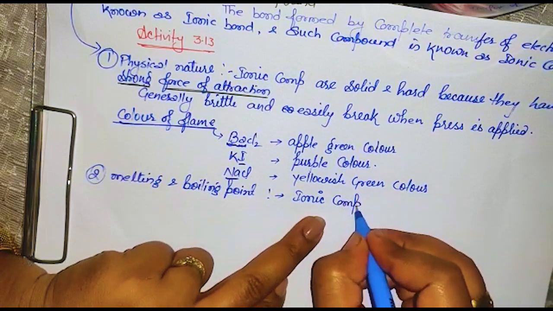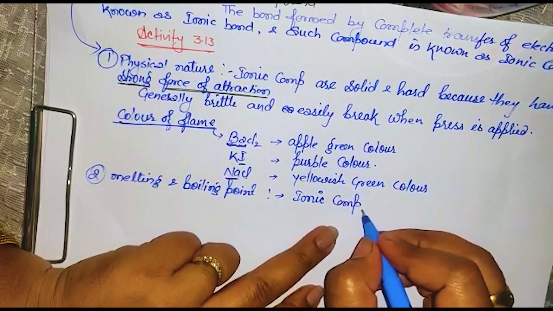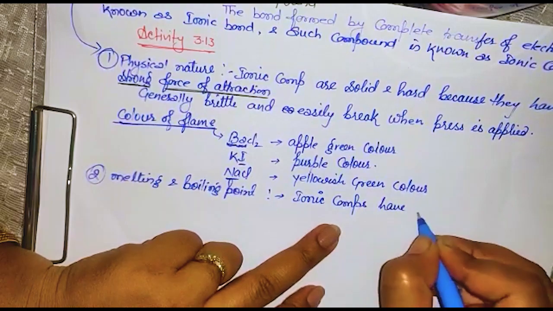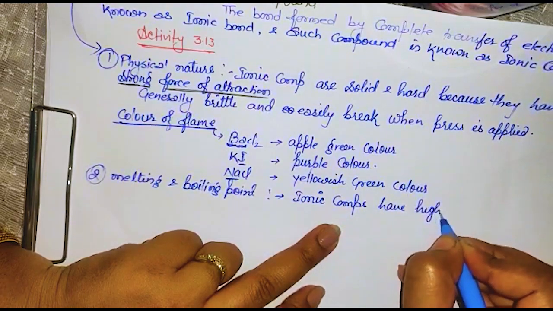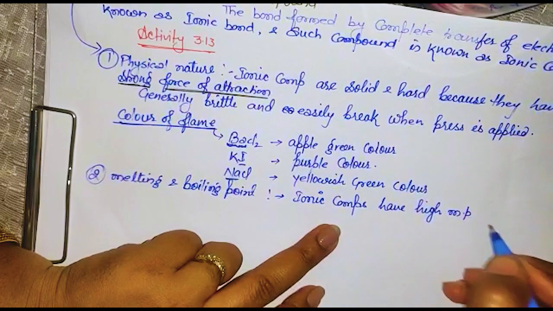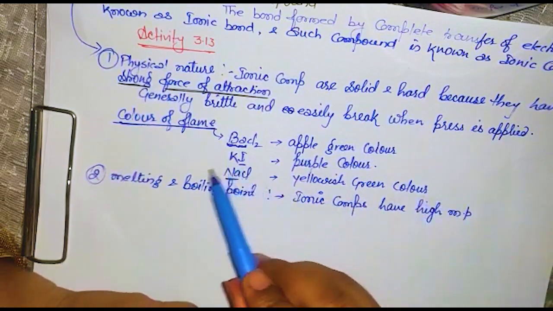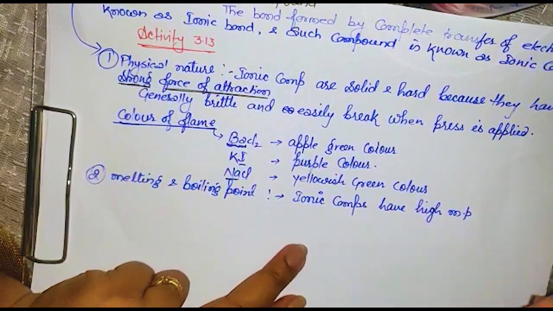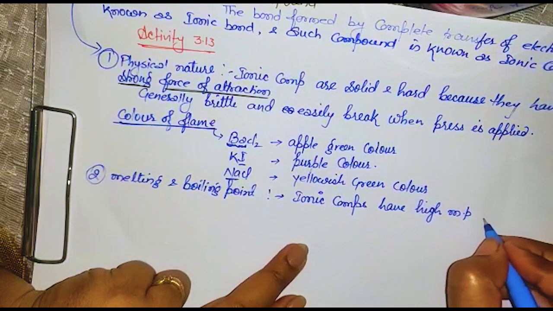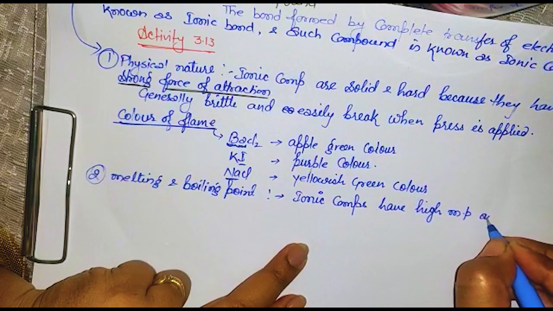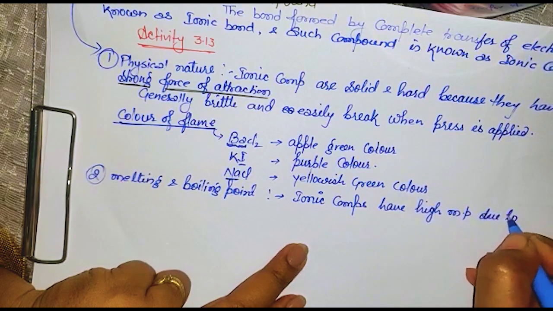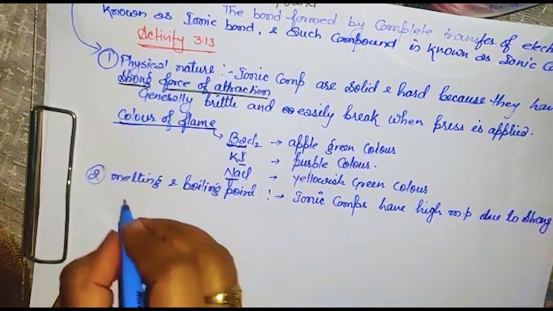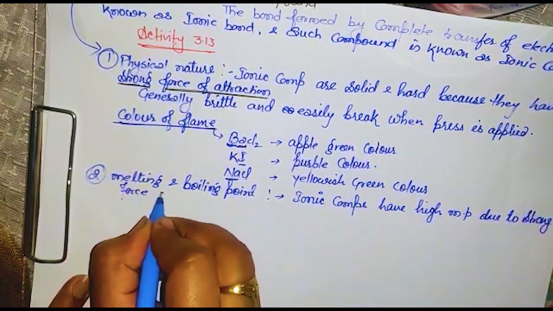So ionic compounds have high melting point. And whenever we talk about the boiling point, that means we have dissolved the salt in the water and then we are checking. So high melting point. Why? What will the reason be? Because of, or due to, strong force of attraction. Yes.